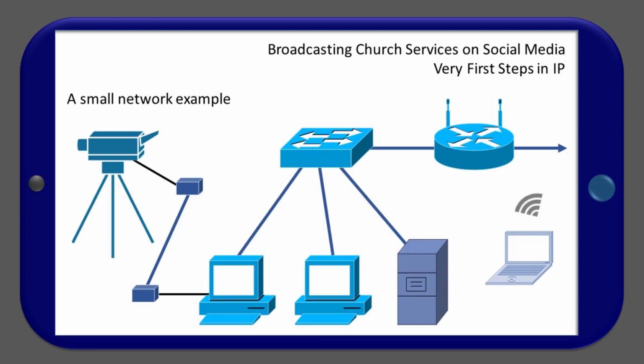Here we have a small media network as an example. A router with Wi-Fi service, a switch, 2 media PCs, a camera linked to one of the 2 media PCs, a file server, a laptop to monitor the feed on the social media page via Wi-Fi. A little difference here, the media converters, HDMI to IP for the camera and IP to USB for the PC, are linked via the switch.